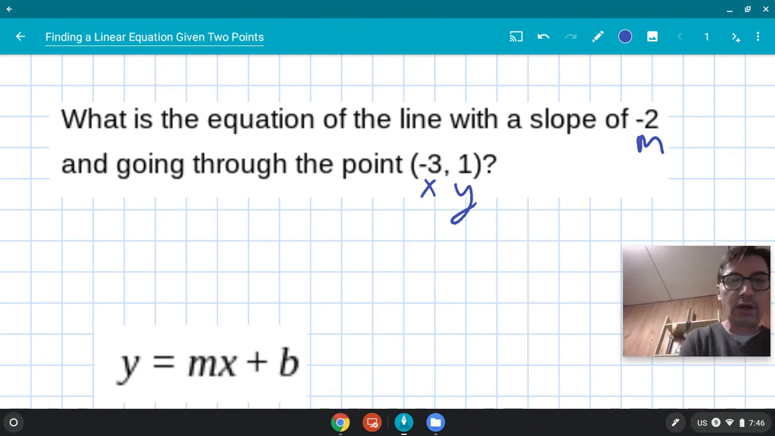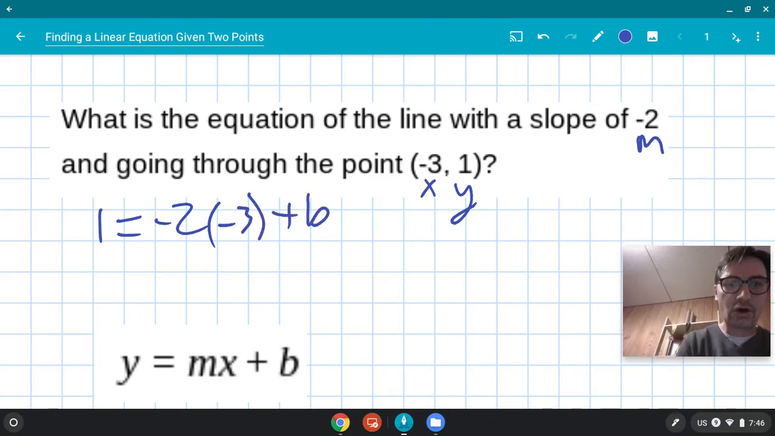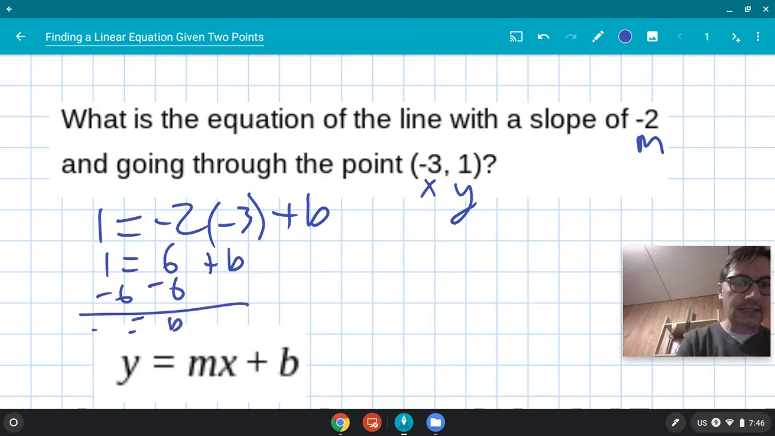We just plug in what we know. Instead of y, we're going to plug in 1. Instead of m, we're going to plug in -2. And instead of x, we're going to plug in -3. And then we can solve for b, right? And so b in this case is -5. So our equation is y equals -2x minus 5.